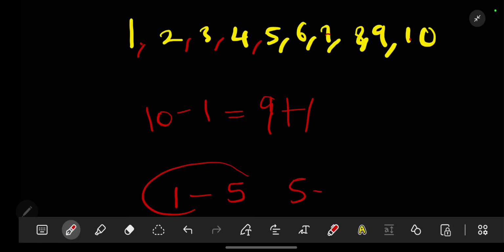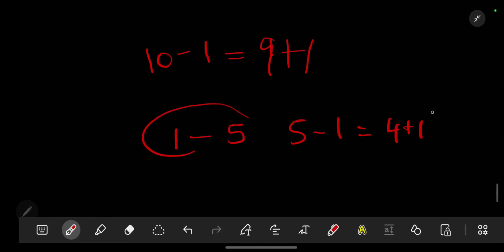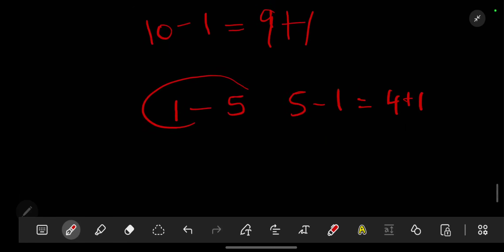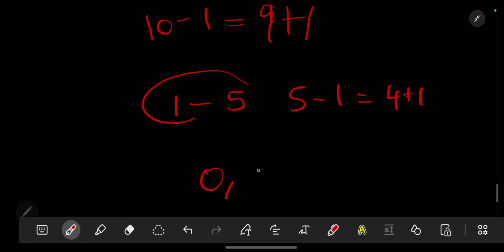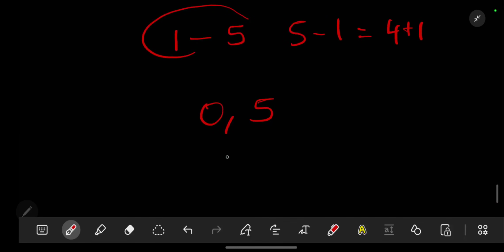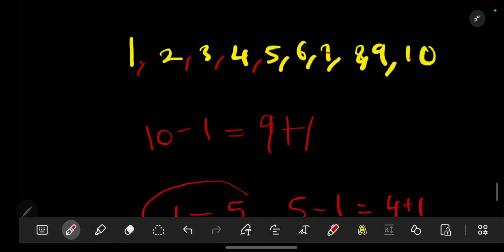So you subtract 5 minus 1, it will be equal to 4. You add 1 like that. This is very applicable. If you have 0 to 5, that means you have 6 numbers, because 5 minus 0 is 5, plus the 1. So that is how the numbering system works.